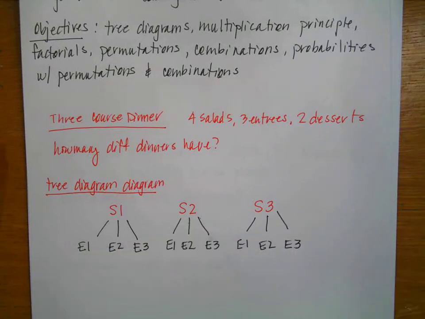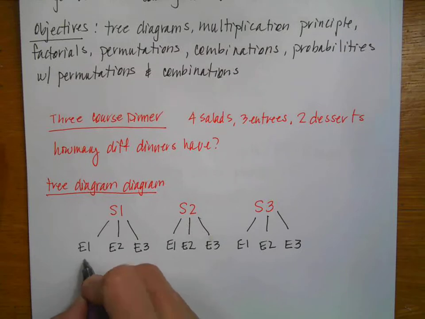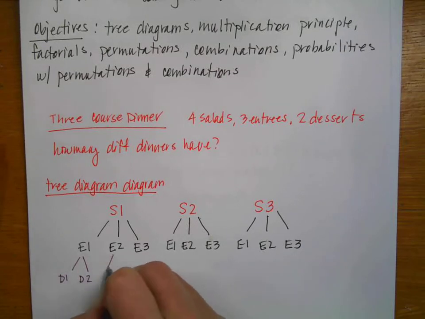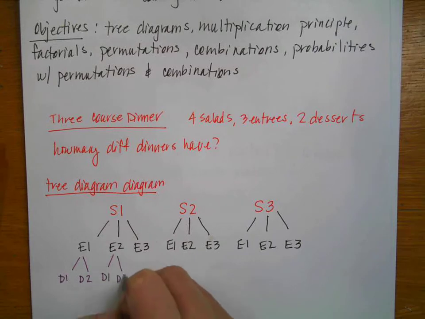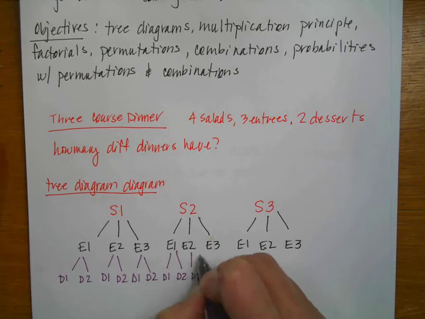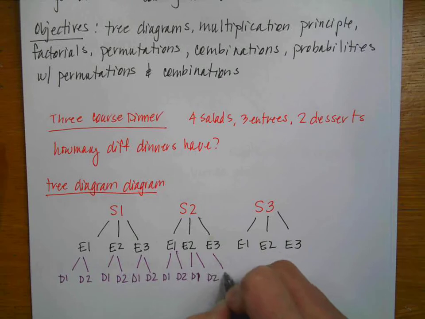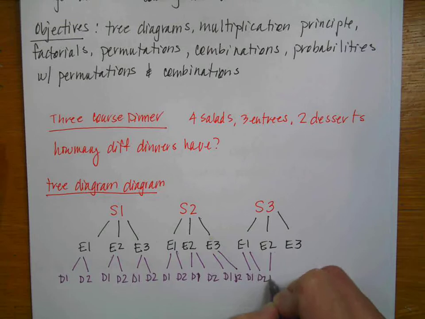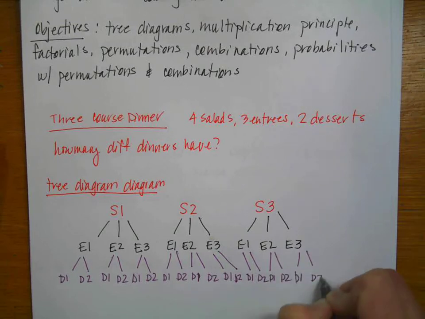Well, then for the next course, after my entree, now I have 2 desserts. So I have D1 and D2 for this choice, D1 and D2 for this one, D1, D2. You can see it gets to be a lot. Oops, I'm running out of room. D1, D2, D1, D2, D1, D2.